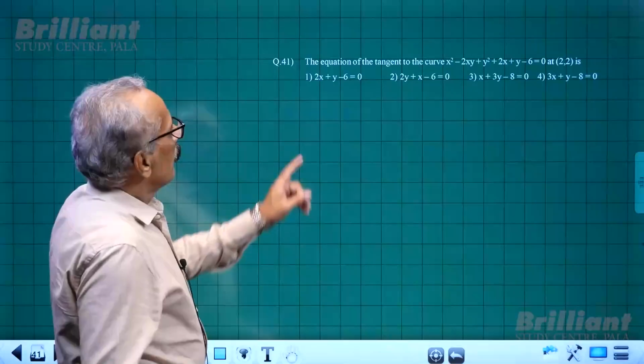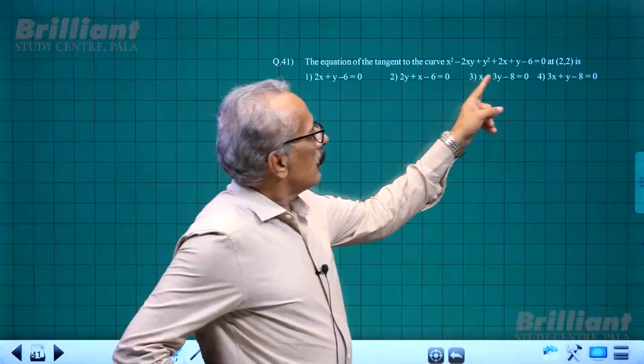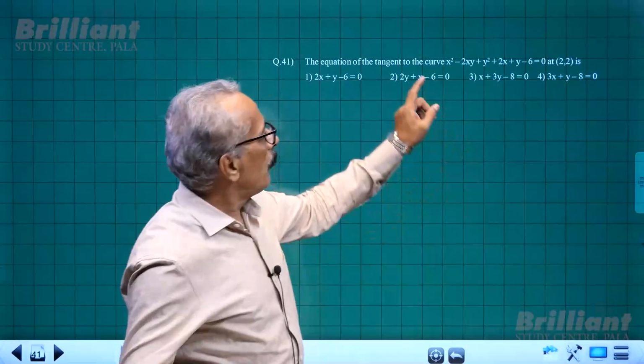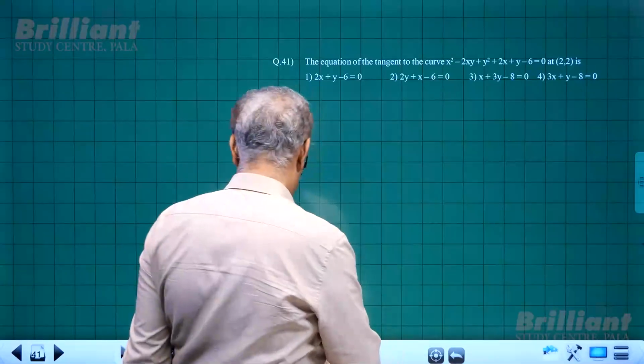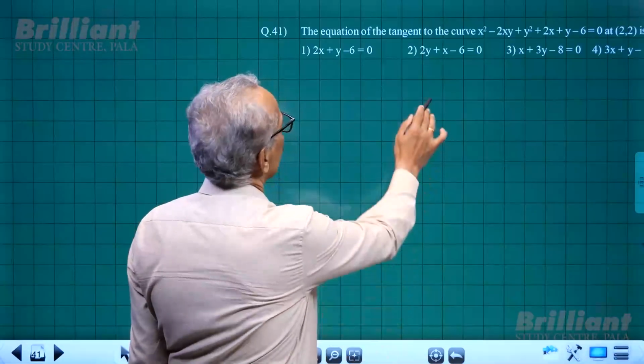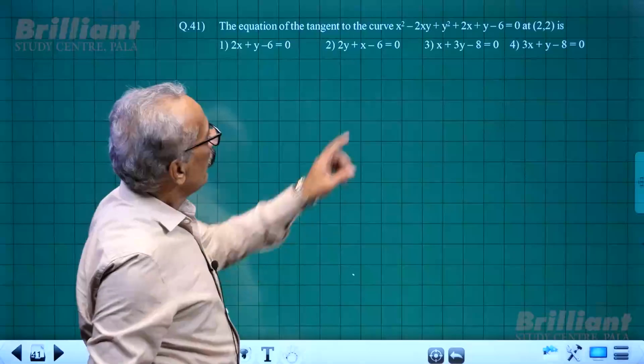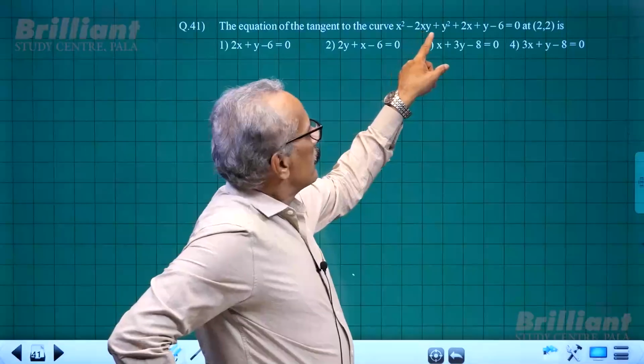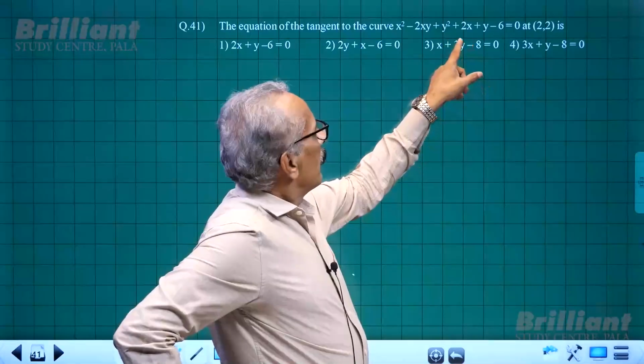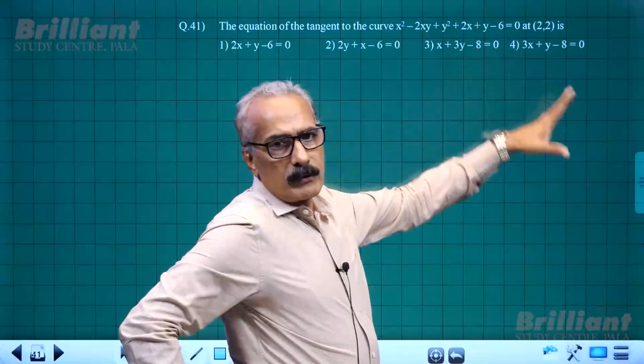On to the next. The equation of the tangent to the curve at the point 2, 2. This point 2, 2 lies on this curve. Ready? Why? 4 minus 8 plus 4, then there is again 4. This is similar. So it lies on the curve.